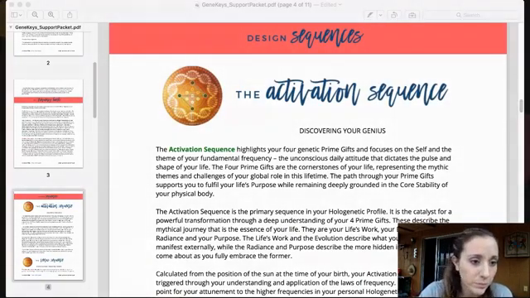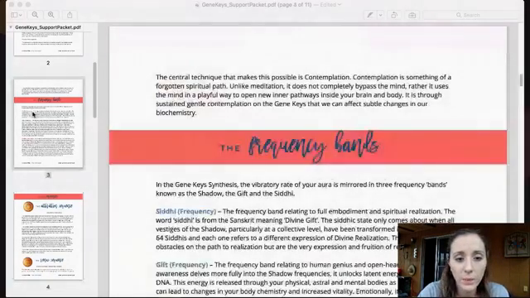Okay, so we got the frequency bands, the activation sequence.